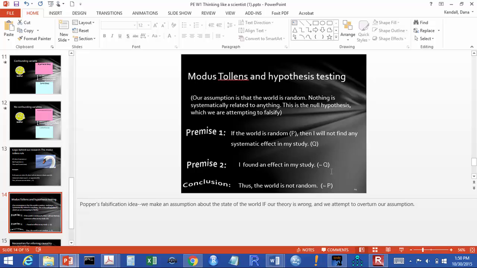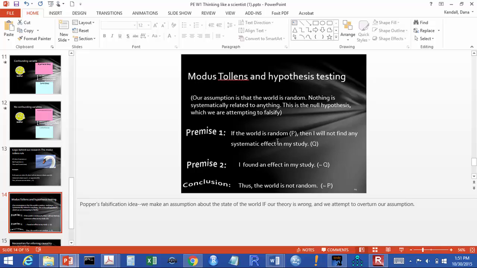So the first premise: if the world is random, that is P, then I will not find a systematic effect in my study. My ANOVA will not be significant. My t-test will not come out. My regression, it won't happen. That's Q. Now let's overturn Q.